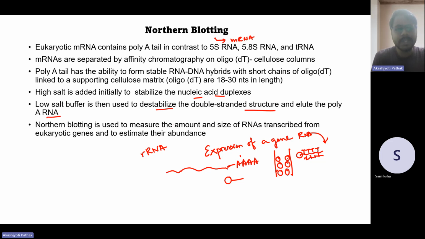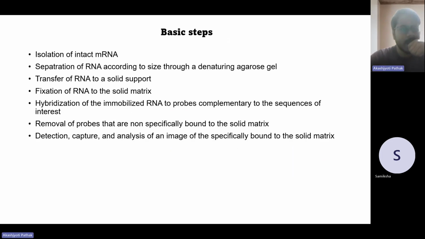Okay. So northern blotting is used to measure the amount and size of RNAs transcribed from the eukaryotic gene and to estimate their abundance. So as I was explaining, if you want to understand the expression, in what amount that RNA is being expressed by that cell, that also can be understood by northern blotting. So here also, what are the basic steps? You will isolate the intact mRNA.